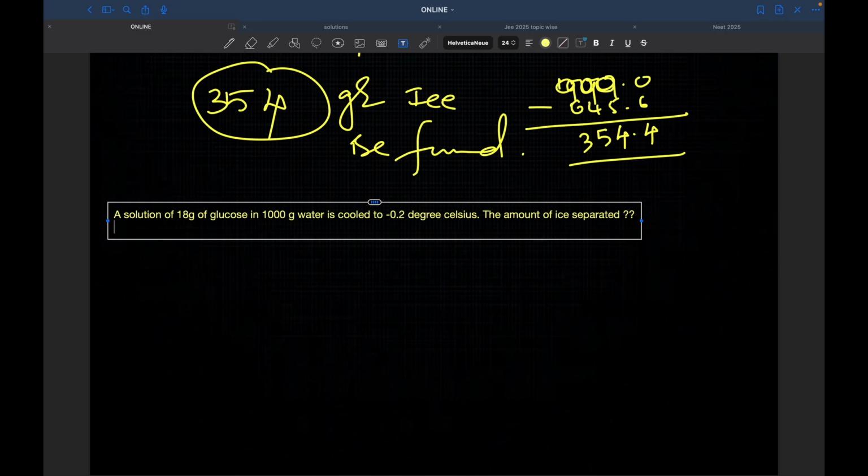Here it is given separately: solute W2 is already given, W1 is given. Weight of the solution is not given, weight of the water is given. With the depression at -0.2 degrees Celsius, directly find W1 and subtract it from 1000, the answer comes directly.